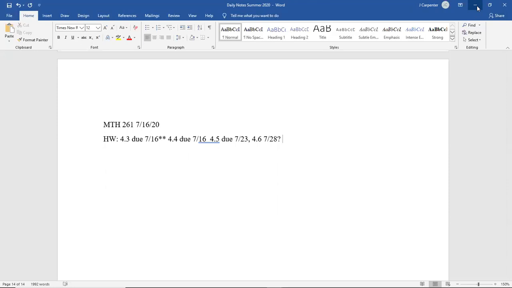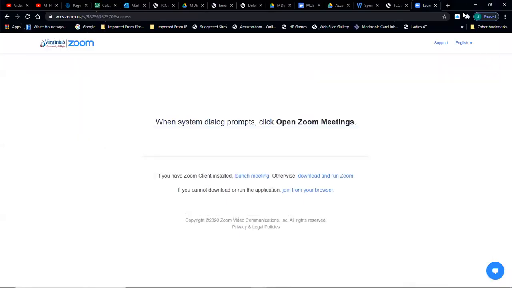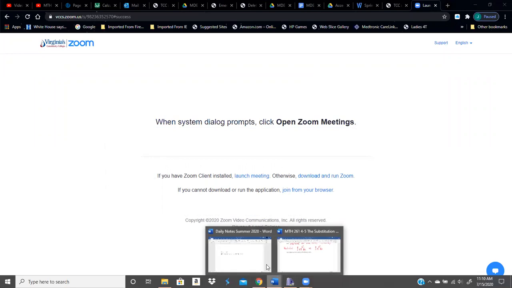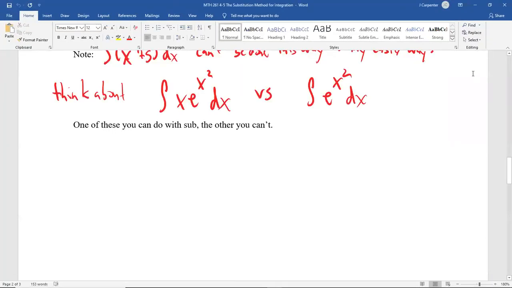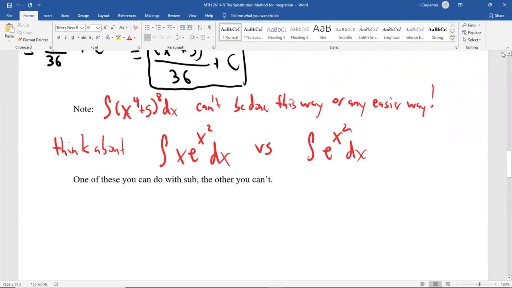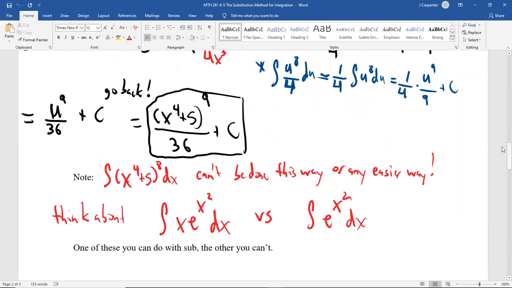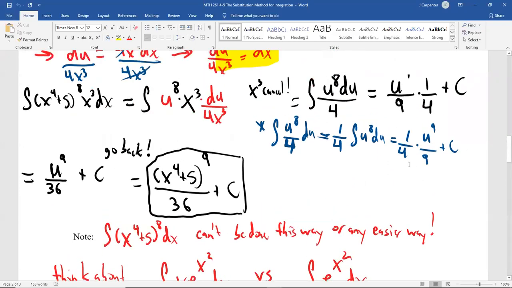All right, but I don't want to waste too much time. Like I said, we'll start talking about those details next class for both of those. Let's pick up where we left off, which was 4.5, the substitution technique.